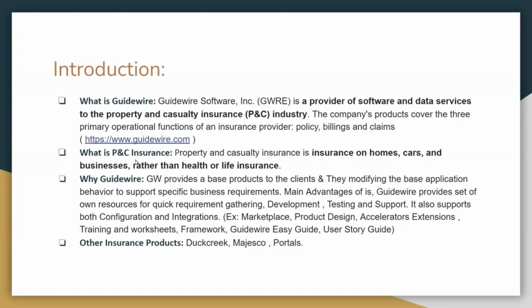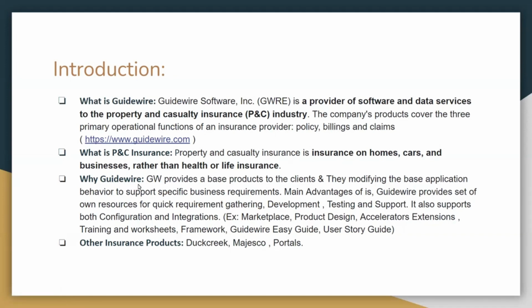So what is property and casualty insurance? P&C insurance deals with homes, like property, and cars, meaning any vehicles. Sometimes it also covers business operations and workers' compensation. All these LOBs are part of P&C insurance, rather than health and life insurance.